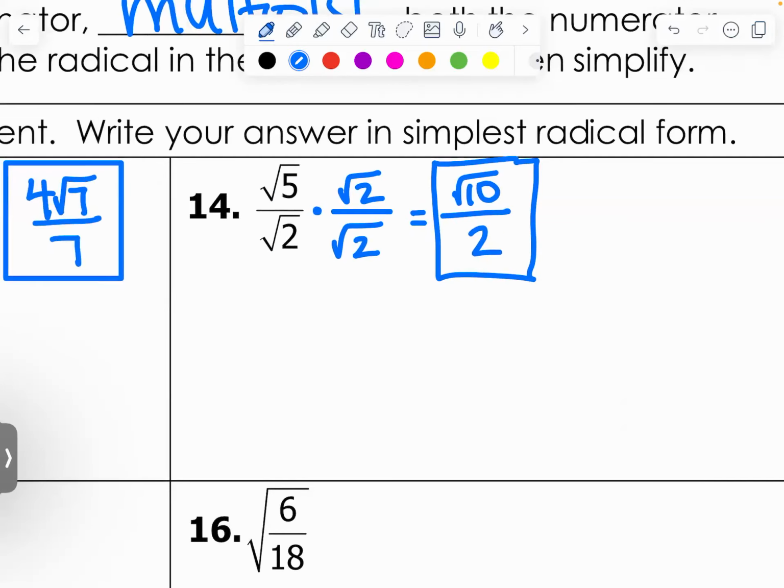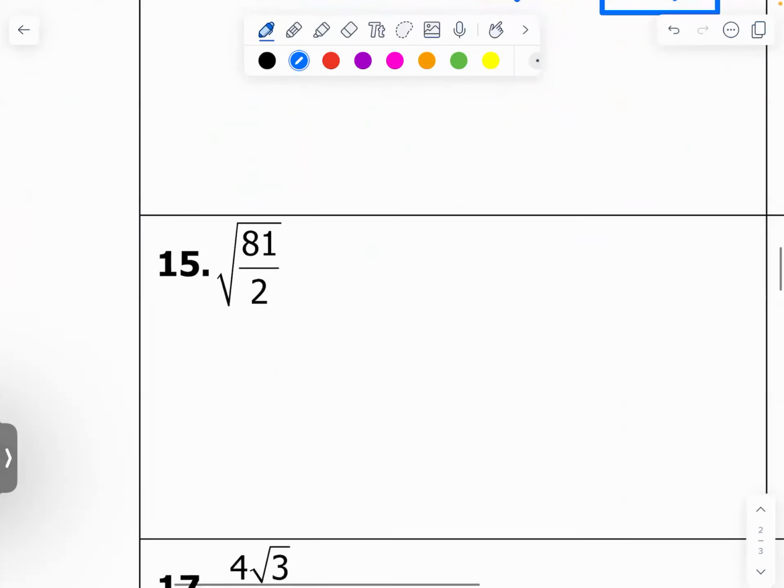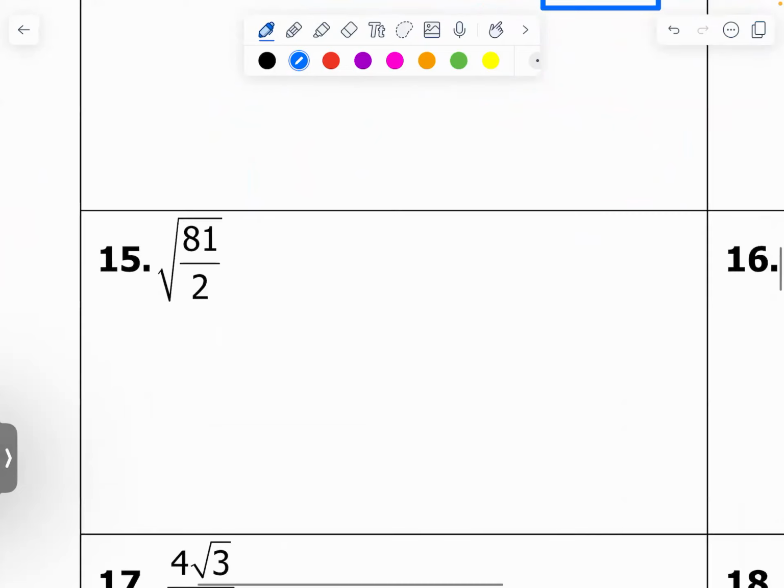Okay. Now, sometimes we need to work smarter and not harder. You need to look for opportunities where things are going to be helpful. Over here. Oh man, can we take 81 divided by 2? What are we gonna do? Yeah, square root of 81 over square root of 2. Okay. Times my square root of 2.